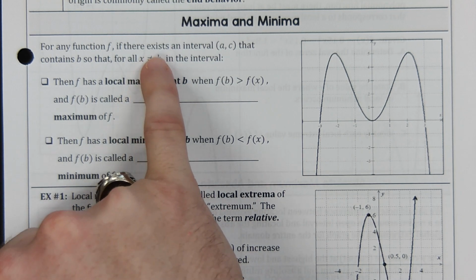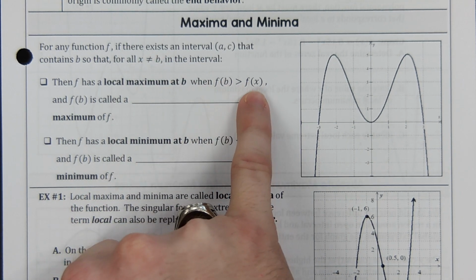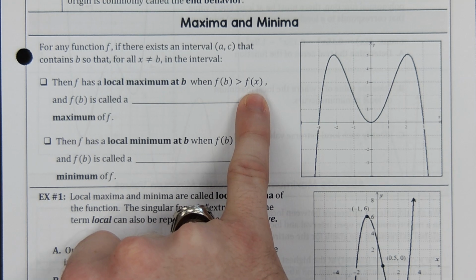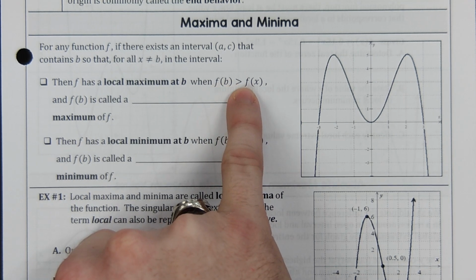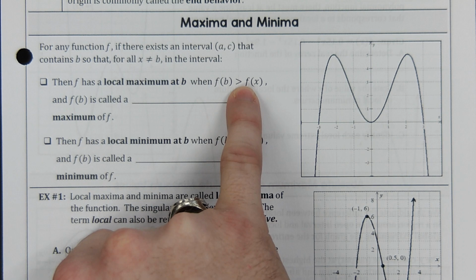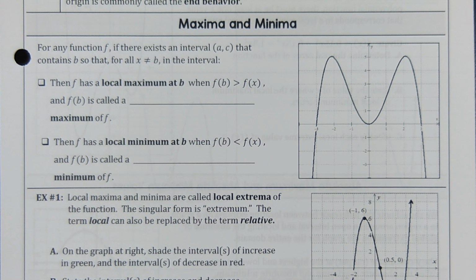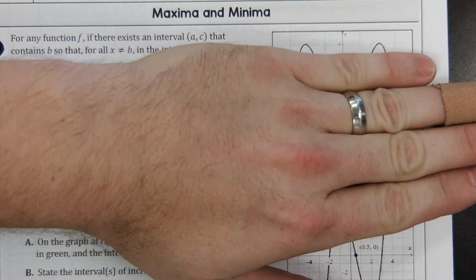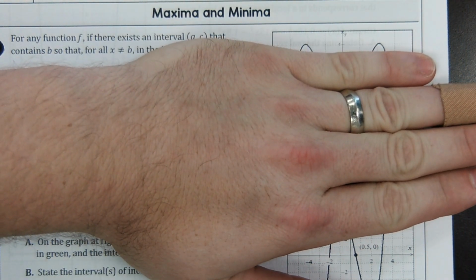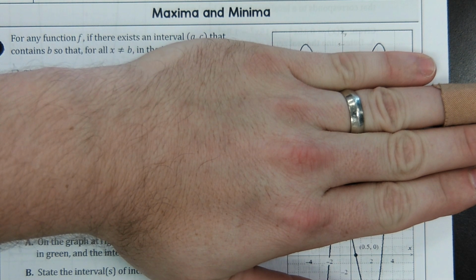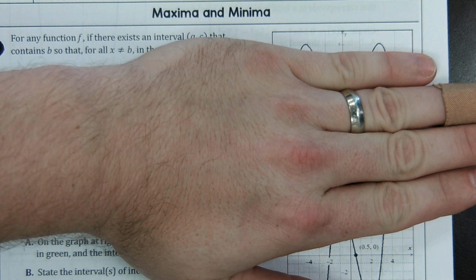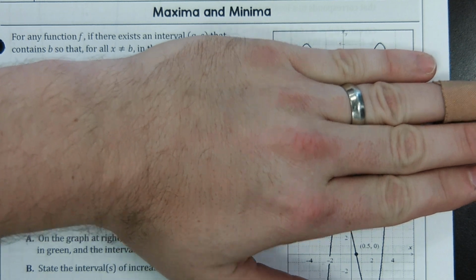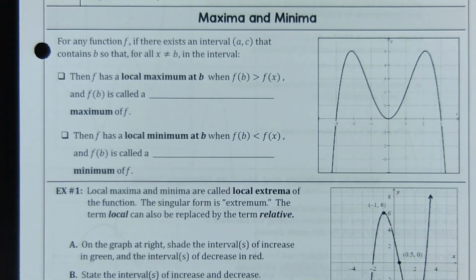Because remember, it says as long as x isn't b, if f of b is bigger than all the other f of x, that's just a fancy way of saying this y value is bigger than the ones that sit immediately around it. How close is the range of immediate? That's a good question. Like immediate. Like right next to it. Okay? Because we're not going to be dealing with flat zones. There won't be intervals of flat. So it'll be obvious. Oh, it's the top of a bump or it's the bottom of a bump. Okay? It's the top of a hill, bottom of a valley.